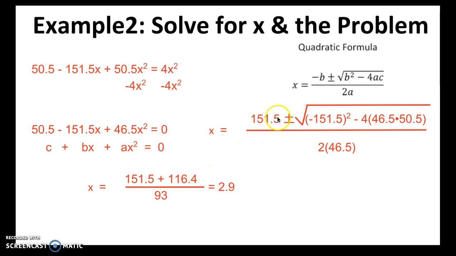So I have 151.5 plus 116.4 all over 93, which is what I got when I do 2 times 46.5. And that gives me 2.9, x equals 2.9. And on the other hand, for the equation where it's minus what's under the square root, I got 0.38. For every quadratic formula, you should get 2 solutions, unless the value under the square root is 0, in which case you would only get 1. But in this case, we have 2 solutions.